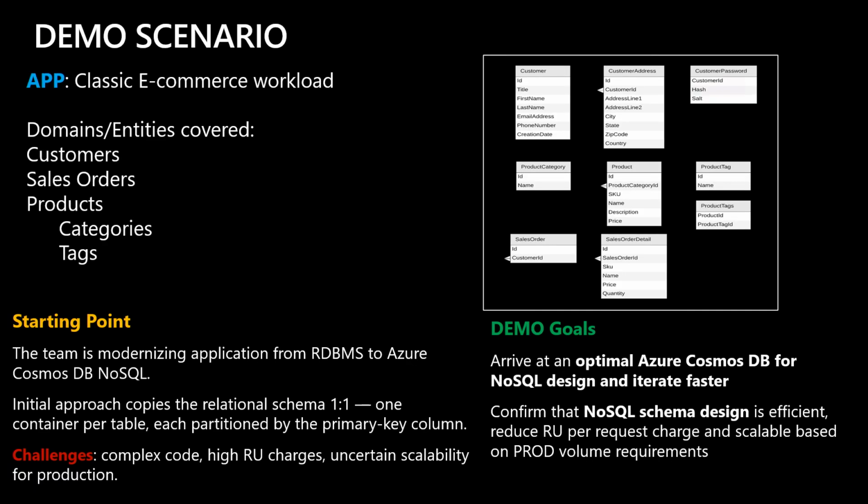Starting point, we see classic applications where they try to modernize something. They take schema and they modernize table to container. While this approach works and it's OK, it's not an optimal approach. And we're going to show you in our demo how to optimize this classic pattern to skip this and take advantage of our knowledge on NoSQL design and best practices to iterate faster.